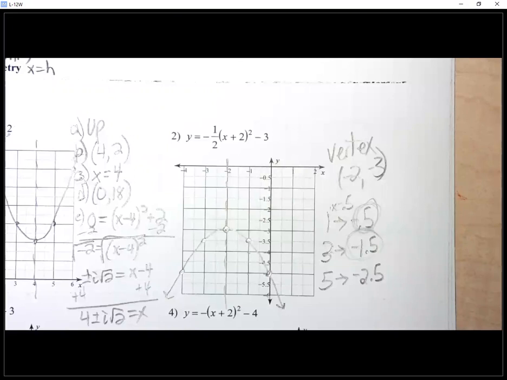Any questions so far? Is graphing in vertex form easy? I knew you'd say that.